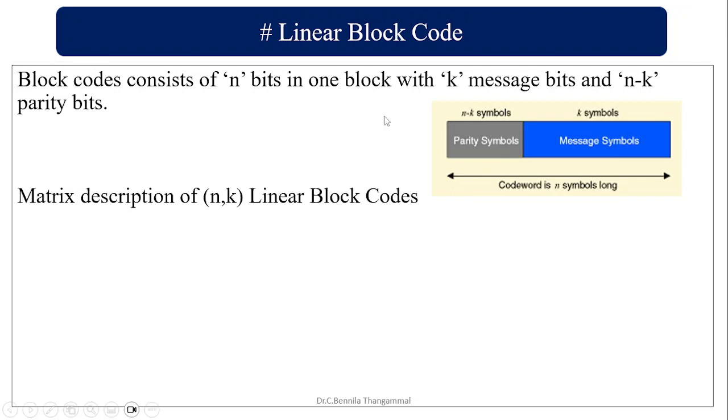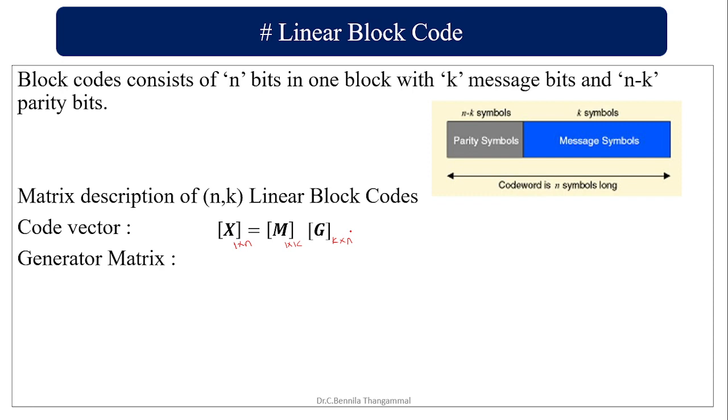The matrix description for (n, k) linear block codes. To find the code vector, the formula is x is equal to m into g, where x is the code vector, m is the message vector, and g is the generator matrix. Here x is of size 1 cross n, the message vector is 1 cross k, and the generator matrix will be k cross n.